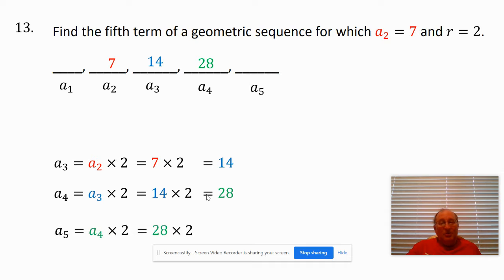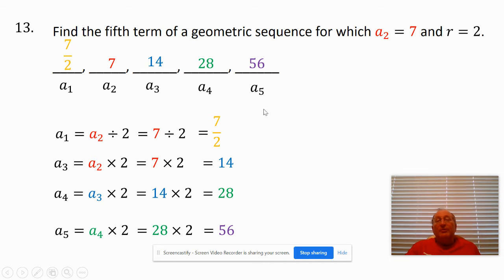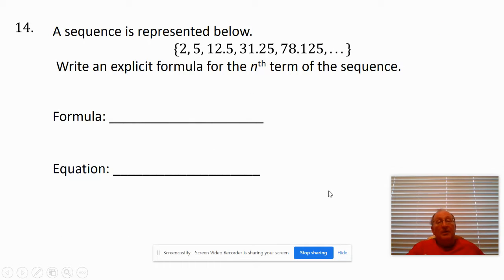Multiply the next one by 2, which is what? 56. But to get to the other one, we multiplied by 2. So to get to the first one, divide by 2, go the opposite way. So your answer is 7/2. That was all we had to do there, because the geometric sequence just means being multiplied by the ratio. In this case, it happens to be 2.